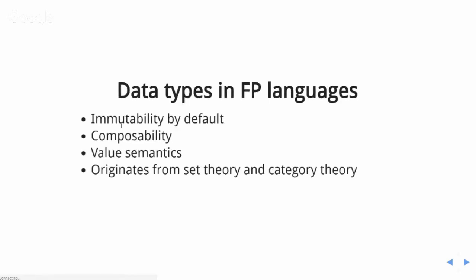So let's see what we can do in functional programming languages to implement a similar data model. Generally, in functional languages, data types tend to be immutable by default. And the type system in these languages has very powerful composability capabilities. So types can be very freely composed together. And objects in functional programming tend to have value semantics.